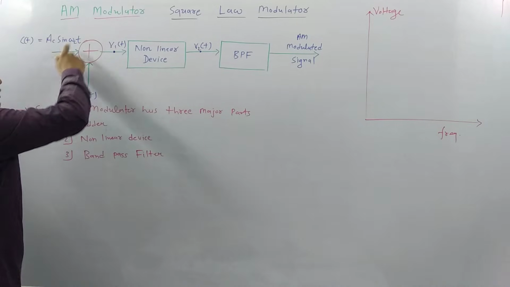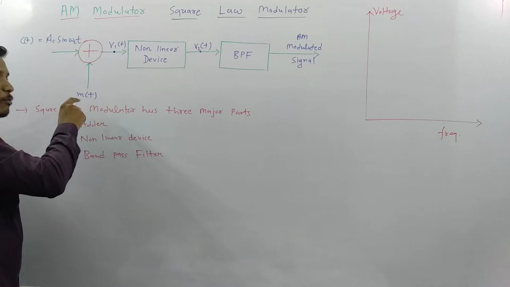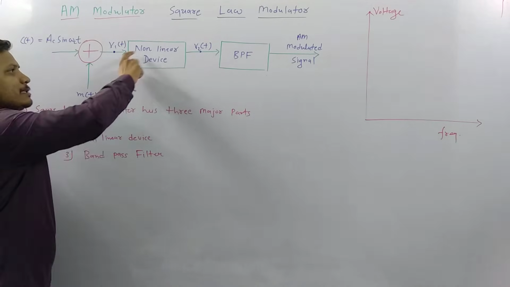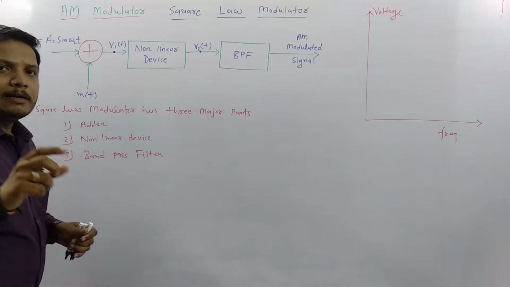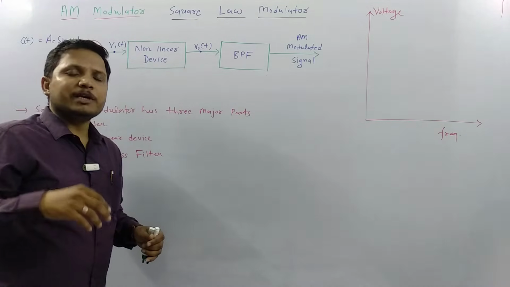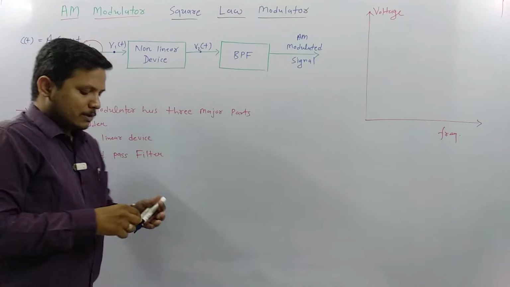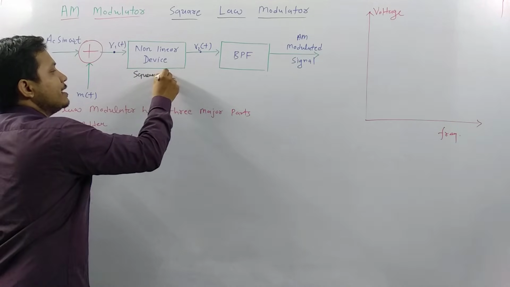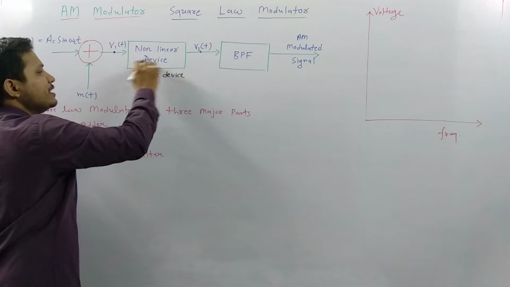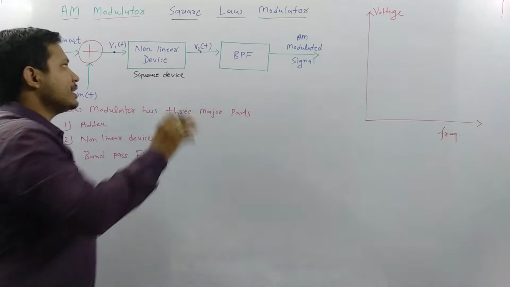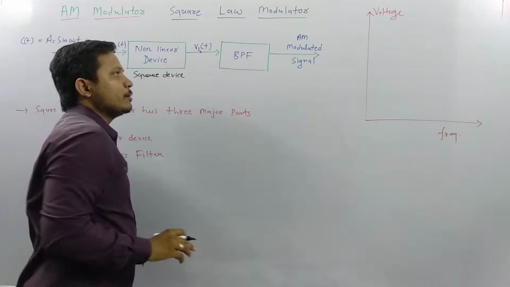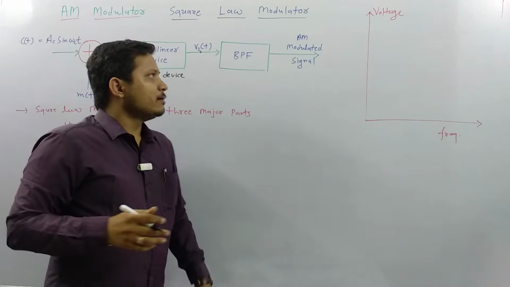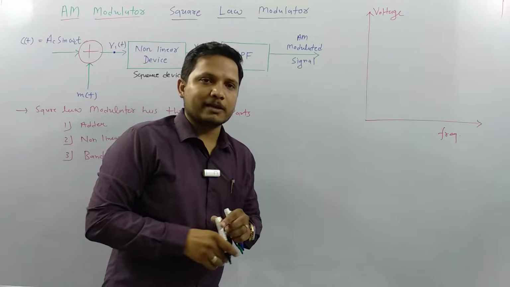One is an adder. First we will be adding the modulating signal and the carrier signal. After the adder there is a non-linear device, and in that non-linear device we use a square law device. So this device is a square law device, which is a non-linear device in this circuit. And then we pass the signal through a band pass filter, and after passing through the band pass filter we will have the amplitude modulated signal.